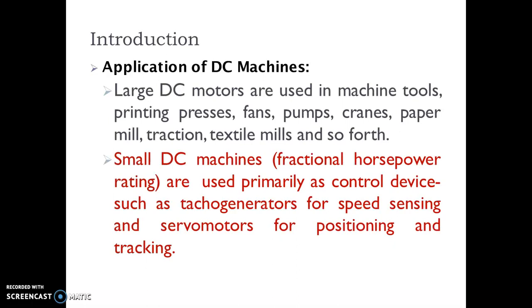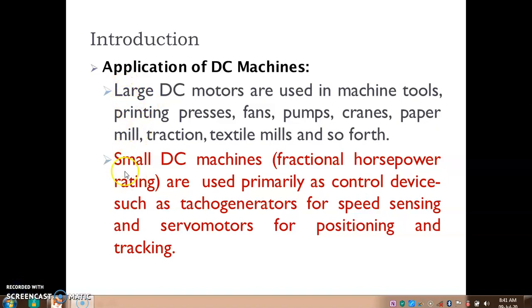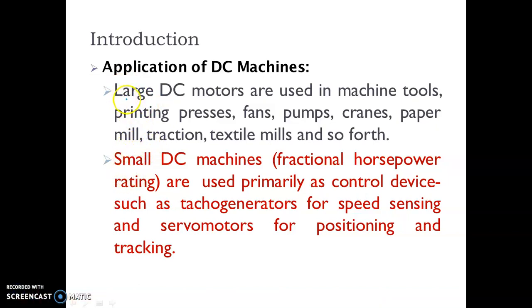Some of the applications are given here. Large DC motors are used in machine tools, printing presses, fans, pumps, cranes, paper mills, traction (meaning railways), textile mills, and so forth. Large machines are used.